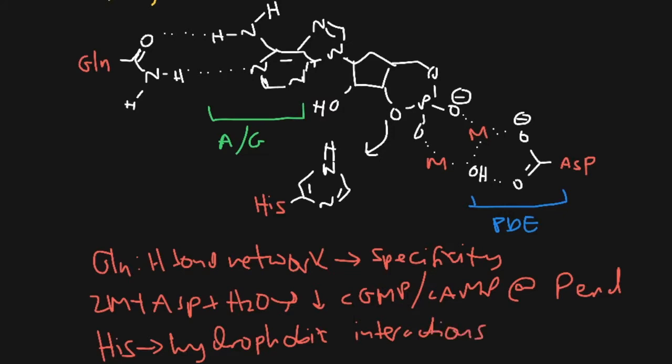So, summary of the mechanism. Glutamine gives substrate specificity, important, by a hydrogen bond network with either adenine or guanine within cyclic GMP or cyclic AMP. The reaction of hydrolysis or breaking down of cyclic GMP or cyclic AMP at the phosphorus end is done by 2 metals, an aspartate residue, and water. This is further done, hydrolysis is further done by a histidine residue within the PDE enzyme by hydrophobic interactions right over here.